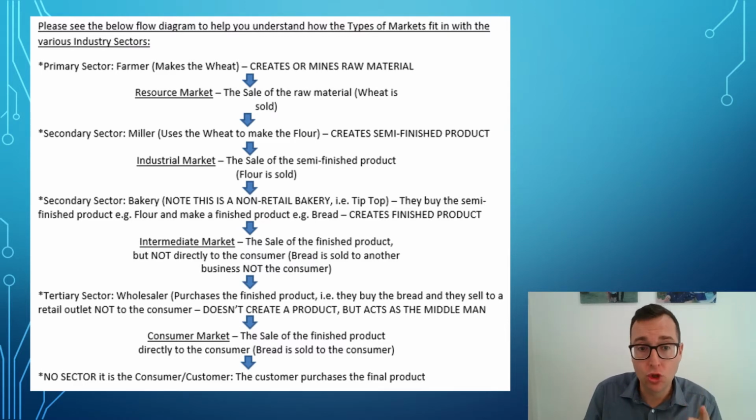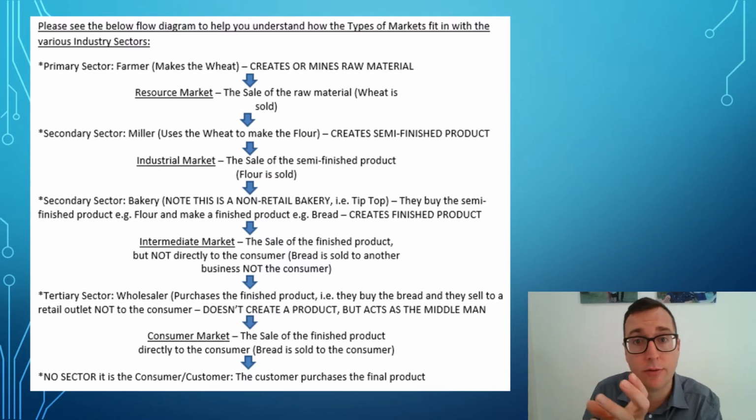Now, the consumer market is the final one. It's when the product is sold to the customer. It's called the consumer market and also known as the retail market. Now, this is a little confusing, but I want you to have in your mind that when we talk about the markets, we're talking about marketplaces where stuff is being sold between industry sectors. And if you're not sure, go and see your teacher to seek clarification.